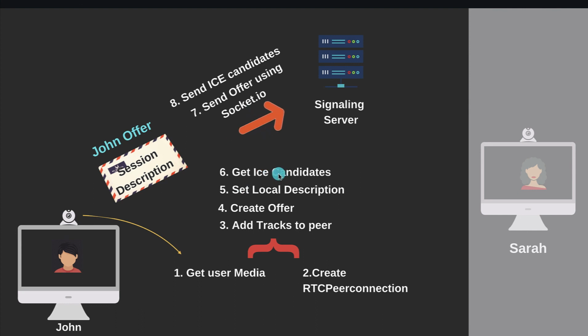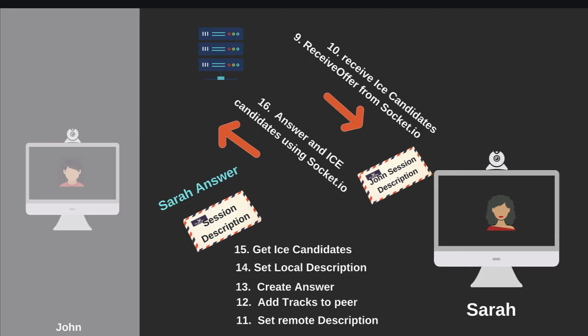So we have now an offer and ICE candidates that we send using Socket.io to the signaling server and then to Sarah. Sarah will receive the offer and ICE candidates. She will create an answer and collect ICE candidates and send them also to the signaling server and from the signaling server to John.